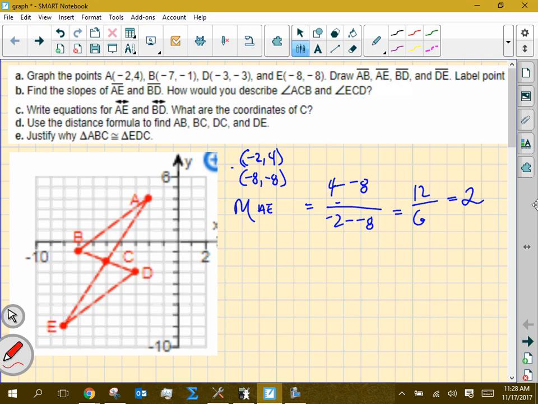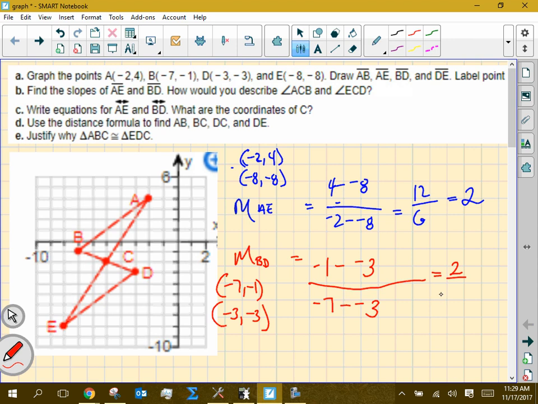Okay. Then we're going to do slope of BD. Okay, so slope of BD, B being (-7, -1) and D being located (-3, -3). So y2 minus y1, so we'll go -1 minus -3. And then we'll go -7 minus -3. What's -1 minus -3? 2. What's -7 minus -3? -4. What's that reduced to? -1/2. What is the relationship then between AE and BD, those line segments, if their slopes compare like that?